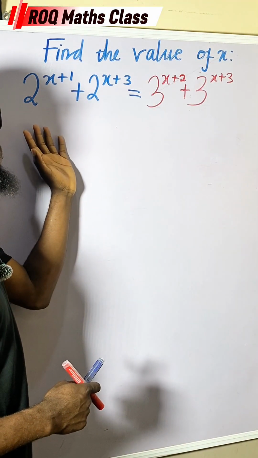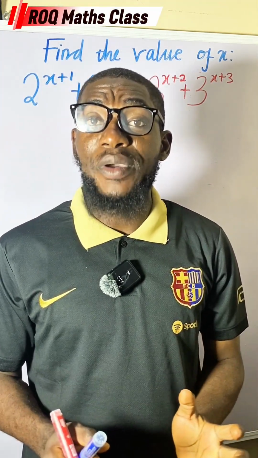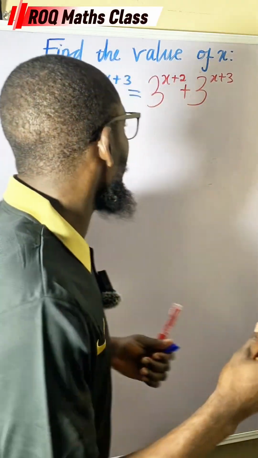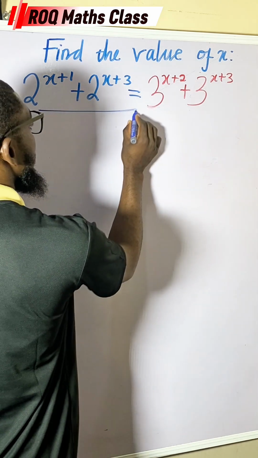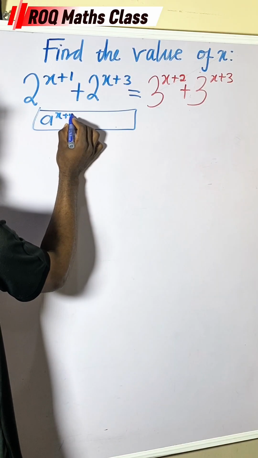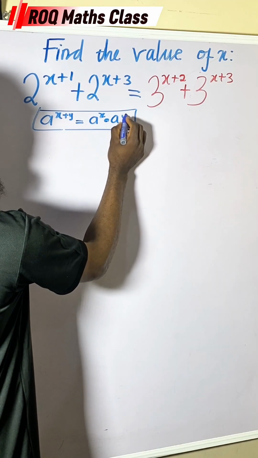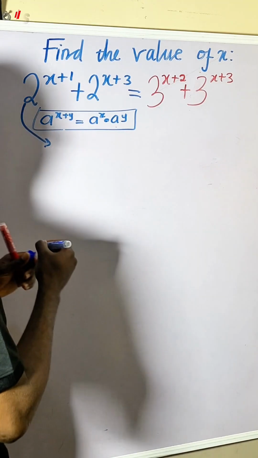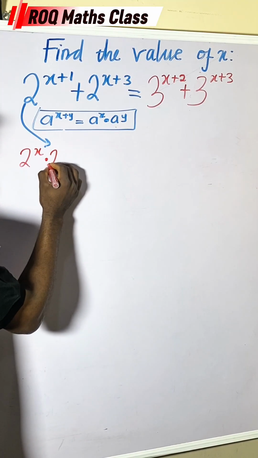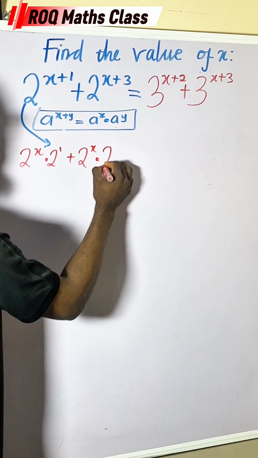The first thing that you have to do is that when you study this question, we can actually break it down. How are you going to break it down? We're going to make use of one of the laws of indices, because among the laws of indices we have this one, that whenever you have a to the power of x plus y, this is a to the power of x multiplied by a to the power of y. So for this reason, this can be written as 2 to the power of x multiplied by 2 to the power of 1, then plus 2 to the power of x multiplied by 2 to the power of 3.